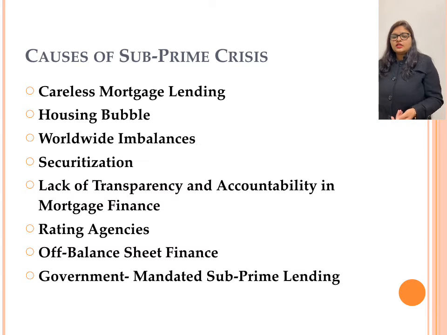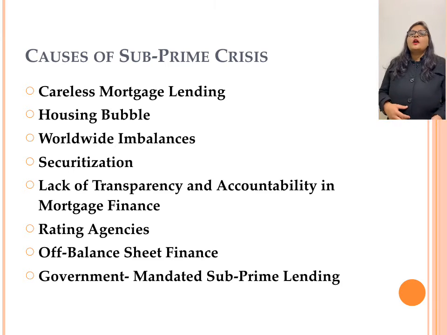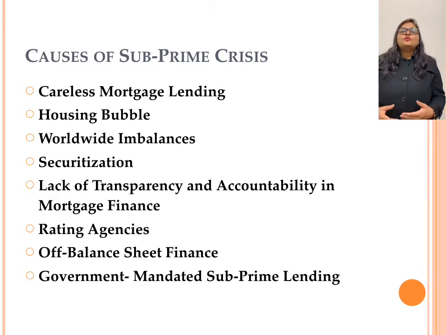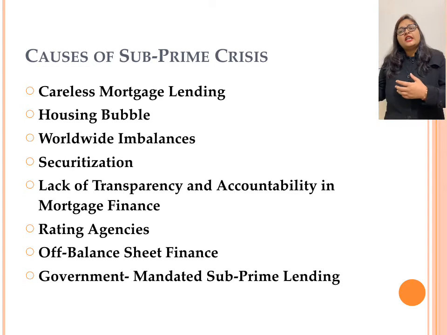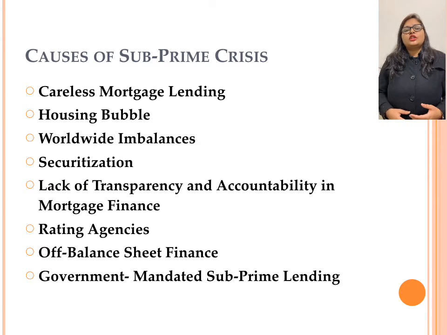Next is the off balance sheet finance. Off balance sheet finance means banks were capable of moving their assets to securitized products and special purpose vehicles that created complexity in the market. Next is the government mandate for subprime lending. The US government, the Federal Reserve Bank, mandated the other banks to lower the interest rate for the customers to help the lower class people.